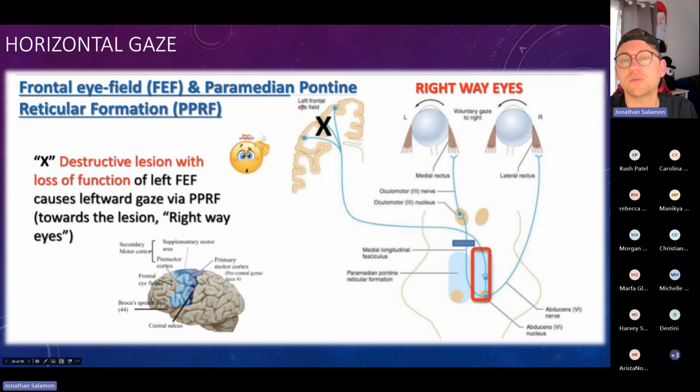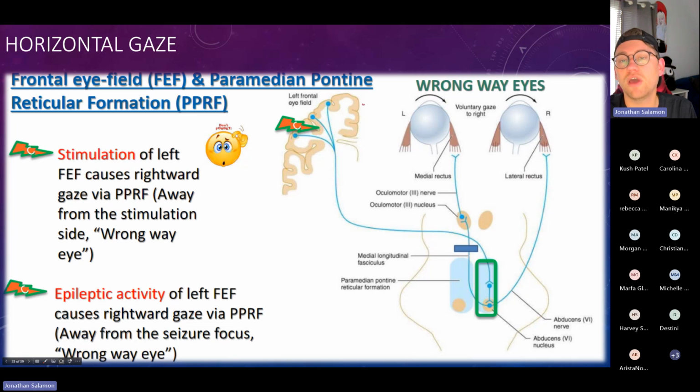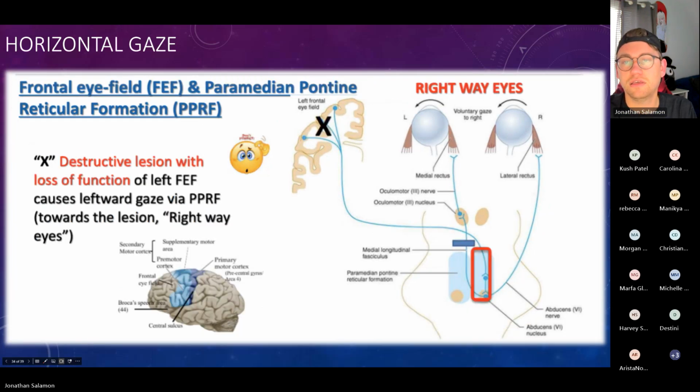So the thing that I said that might have confused was he says right way eyes here, but that's confusing because he used the left as an example, right? So it makes it sound like the eyes are turning to the right. But what's happening is when you have a stroke or something, the eyes are going to turn towards the lesion. So again, the way I remember it is you look away from the bright light, you look towards the problem.